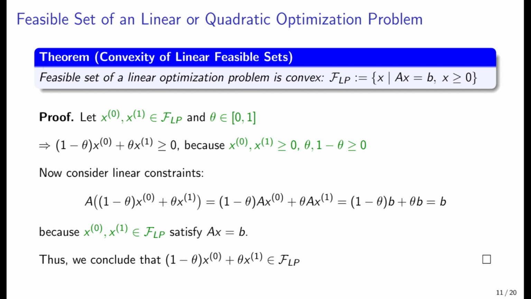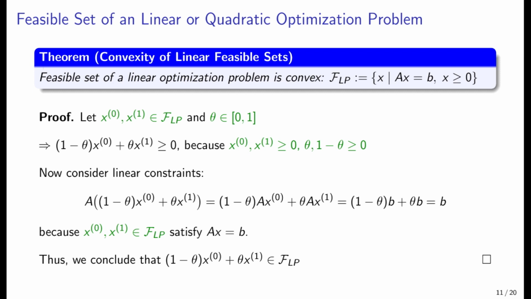So I can just think of a linear feasible set as the intersection of all the half spaces, x_i greater or equal to 0, and then I have some affine constraints, and it's just the intersection of all of these. And because the intersection of convex sets is convex, this is convex. But you can also prove this directly.